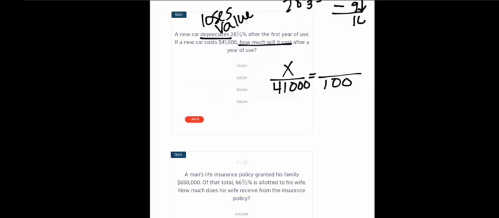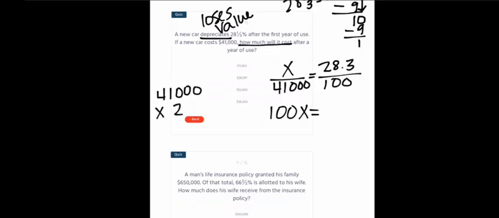We add another 0. Bring it down. 3 goes into 10 3 times. It looks like this is going to keep repeating. 10 minus 9 is 1. So we're going to stop here. So let's call it 28.3. Okay? So now that we have that, let's cross multiply. 100 times x is 100x. And 41,000 times 28.3 is the number we have to work out. So let's do 41,000 times 28.3.